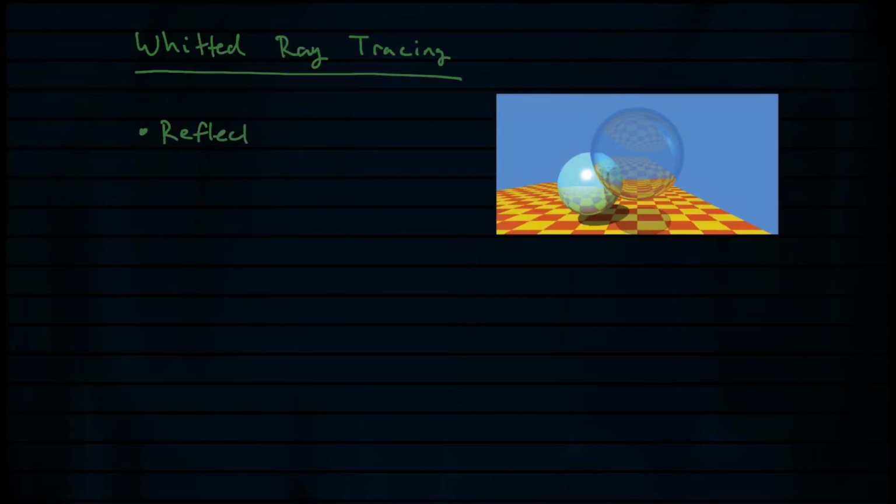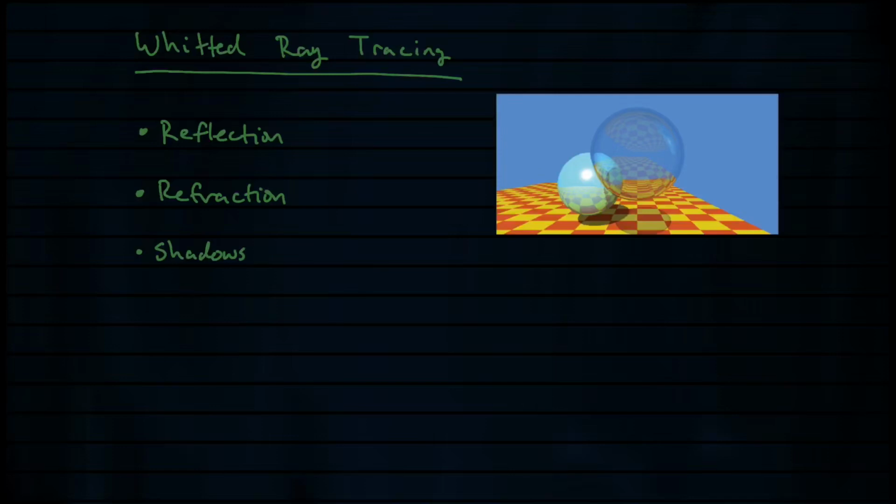reflection, refraction, and shadows. And in fact, all three of these things are big problems with real-time rendering because there's no straightforward solution. And what Whitted ray tracing does, though, is make each one of these types of effects easy to achieve.